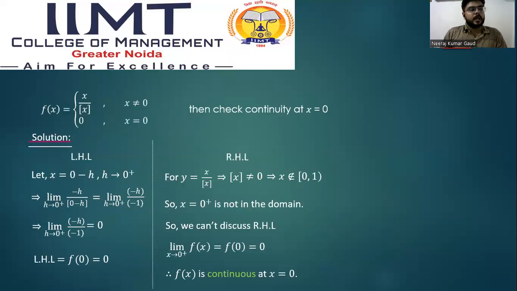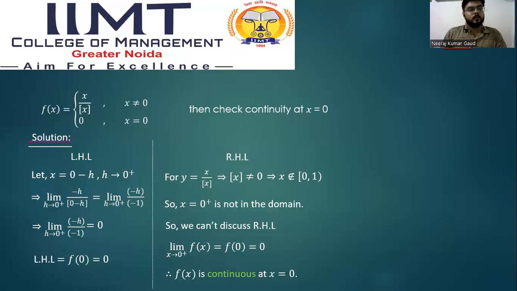Let's take an illustration. f(x) is equal to x upon greatest integer of x when x not equal to 0, 0 when x equal to 0, and check the continuity at x equal to 0. Solution, LHL. Let x is equal to 0 minus h, where h tends to 0 positive, implies limit h tends to 0 positive of minus h upon greatest integer of 0 minus h. And we know the value of greatest integer of 0 minus h is minus 1. So we get limit h tends to 0 positive of minus h upon minus 1, which comes out to be 0. Therefore, LHL is 0. And also the function value at 0 is 0.